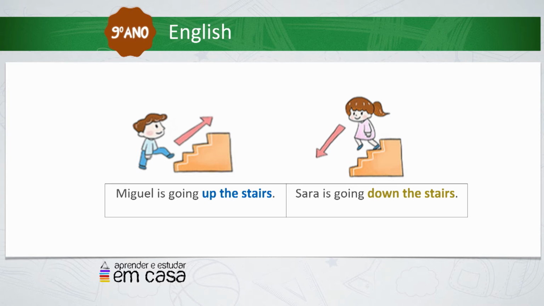In the second picture, you don't have Miguel, you have Sarah. And Sarah is also doing a different movement from Miguel. She's not going up the stairs, she's going down the stairs, all right? Look at the arrows to show you what movement they are doing.